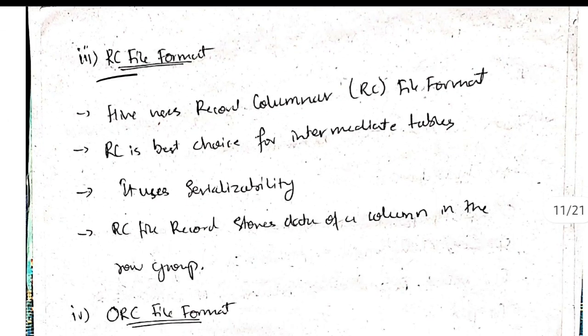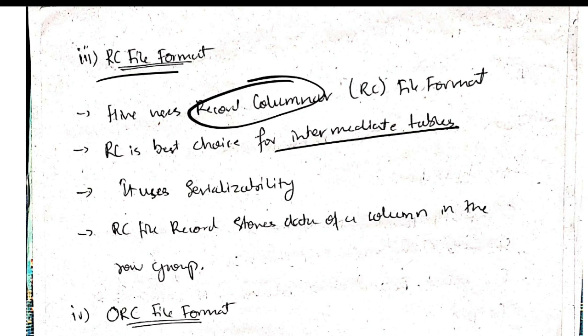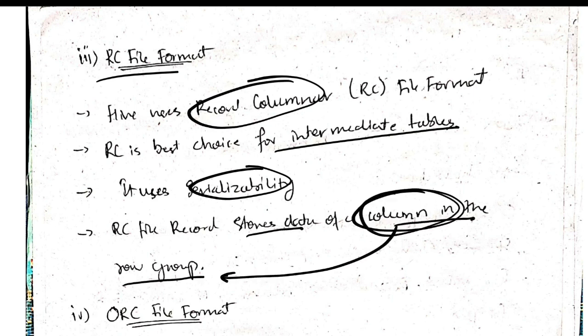If they ask, RC format is row record columnar format. RC is the choice when intermediate tables are used. It is serializable, and the record stores a column in the row group. The column data is stored in the row group. That's the main feature of RC, as well as it is the intermediate data table which it stores. That is about the RC.